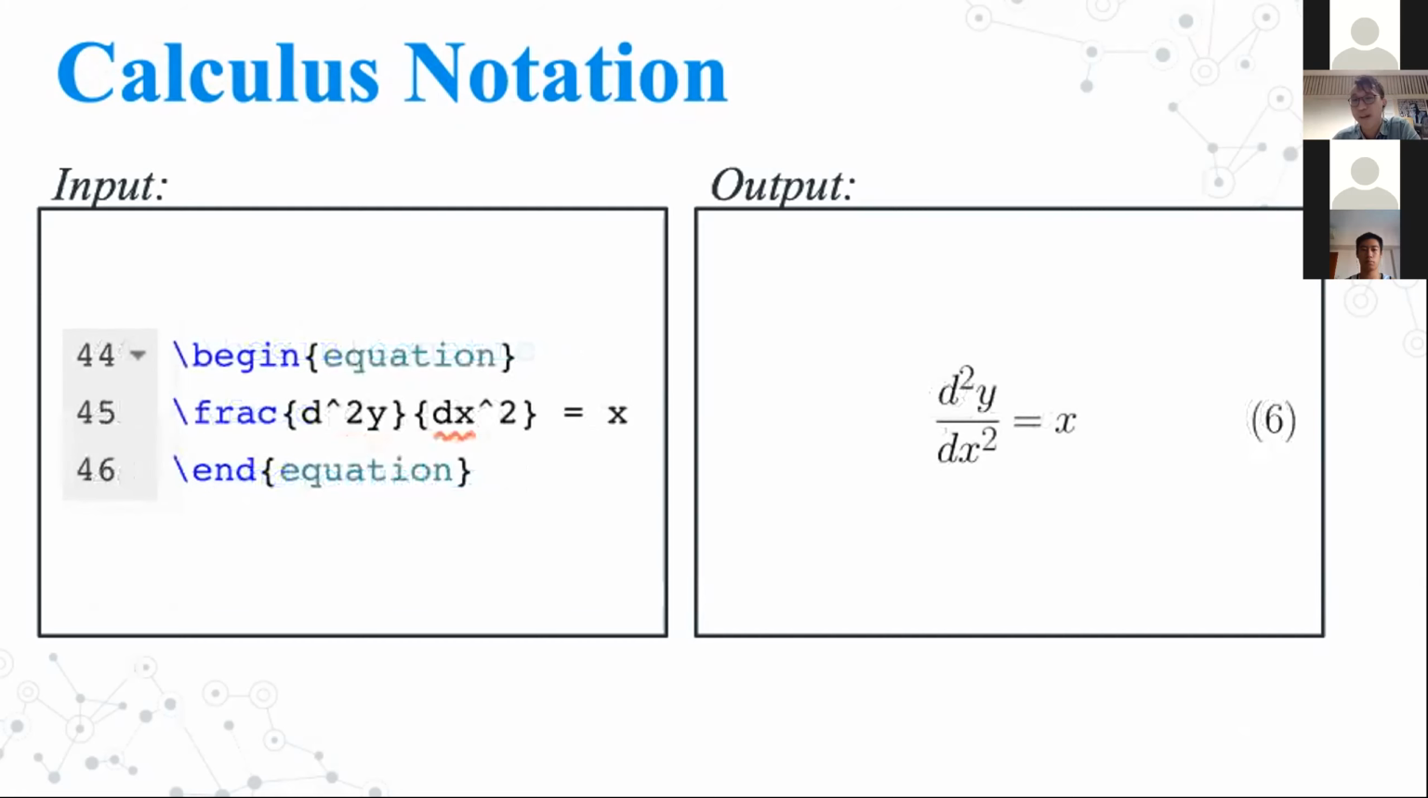Same if you want d square y dx square, just put fraction d square y dx square. So you can do this, but this is really not the best way. So remember I said the physics package is amazing. You can use the physics package to help you write derivatives. Let me show you some of the stuff you can do.